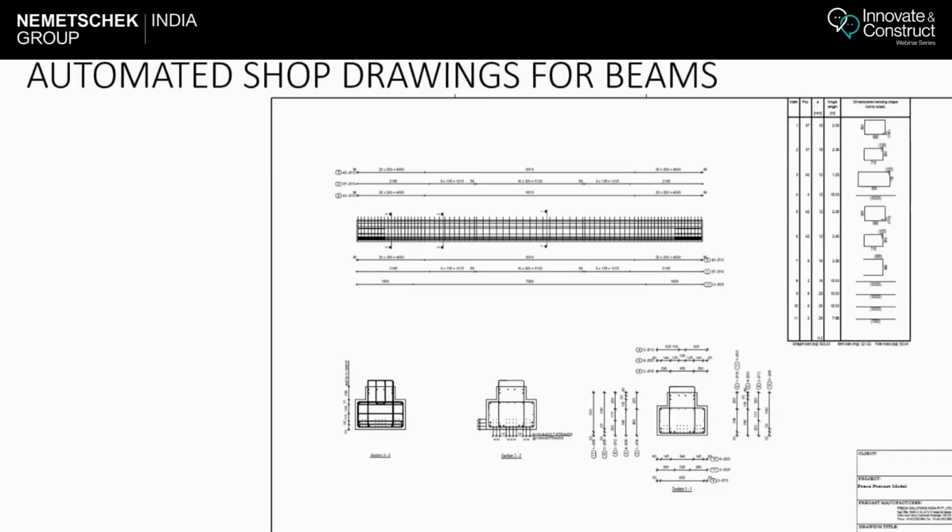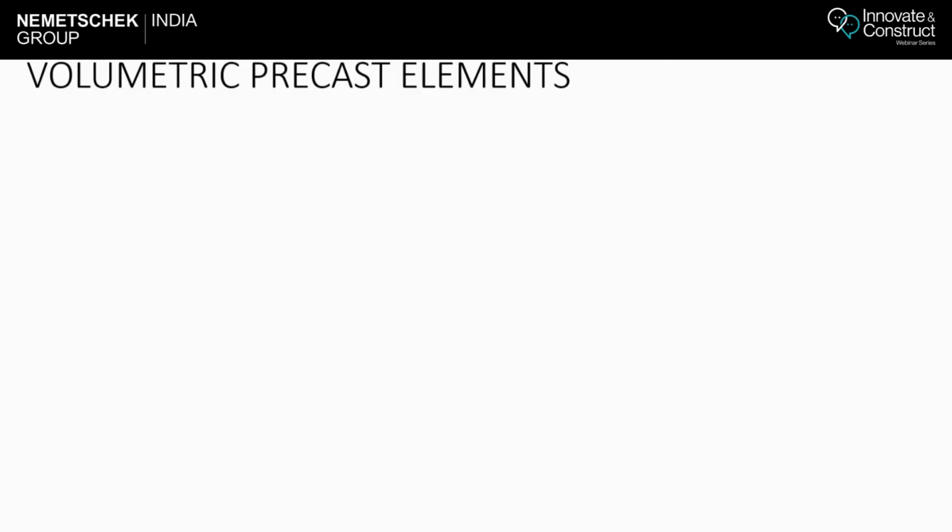If we are getting some 3D model from any other software, we can take that also. And with that, we can go ahead and do the fixtures adding or rebar adding, and drawing generation can also be taken care of. So this is about walls, columns, and beams, which are basically the prime elements that are required for precast buildings. But other than this, there is something special which is called volumetric precast elements.